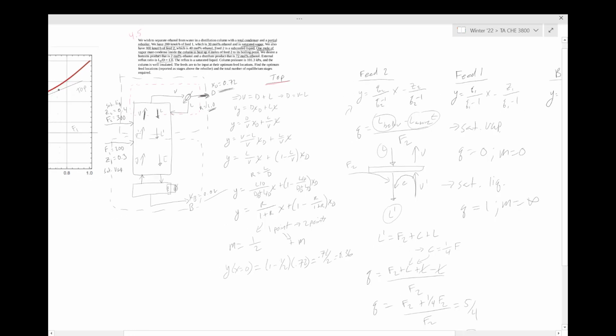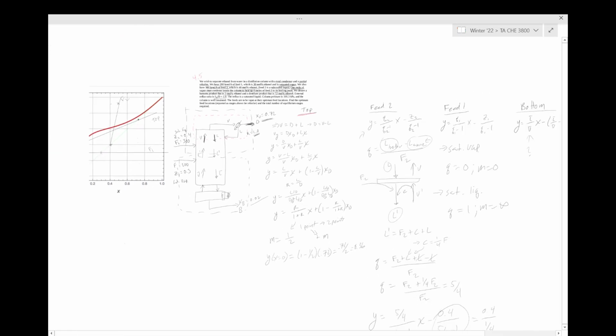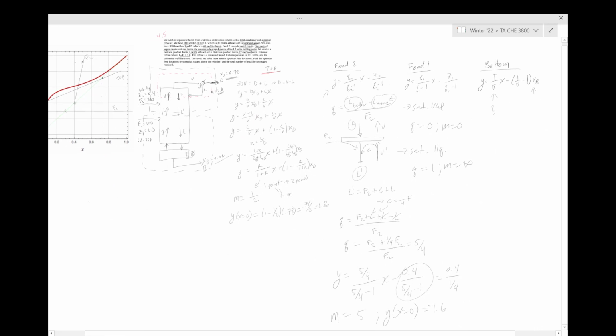So for the middle operating line, I'm just going to do it over here. You draw an envelope around it, and you're just going to be doing a mass balance. So what's coming in? You've got feed 1 coming in. You have L bar coming in. And that's it. Coming out, you have V bar, V prime, and you've got your bottoms coming out.